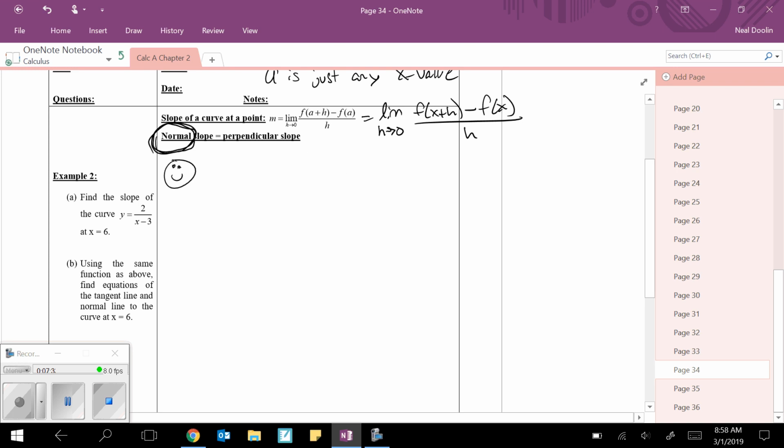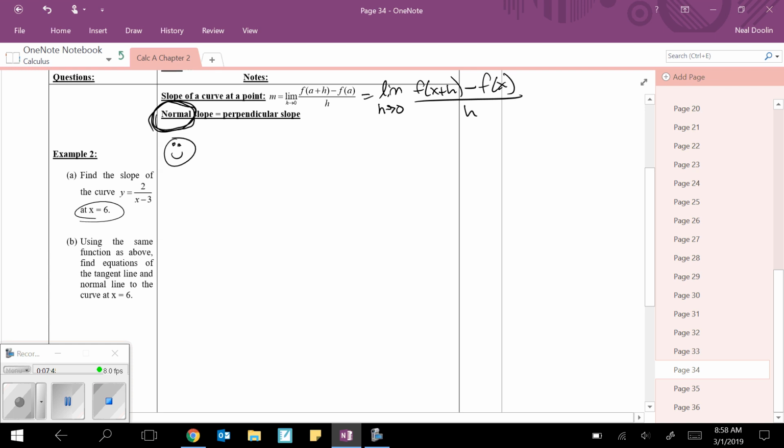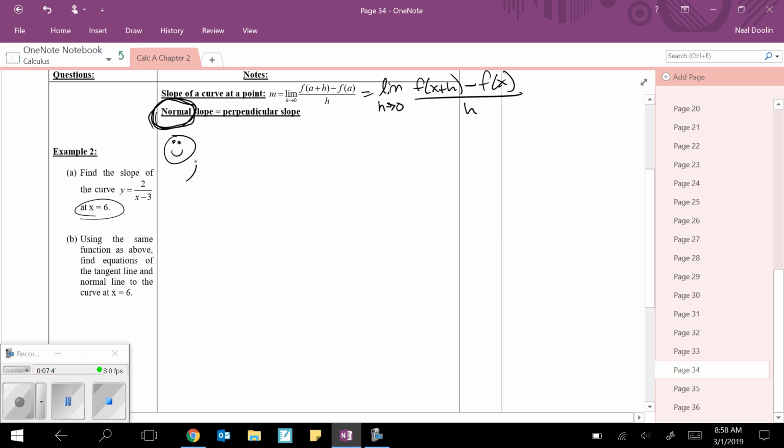Okay. Example, find the slope of a curve at x equals 6. Okay. And it just gives us 1 point, so that means we have to be working with the instantaneous rate of change. That would be the slope at a single point, which would be that limit stuff up here. How about let's use 6 as our value in here for a, or x if you were remembering this one. So f of 6 plus h minus f of 6.